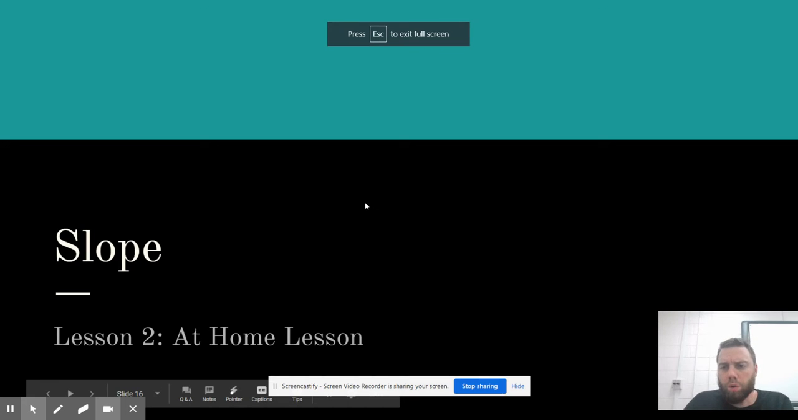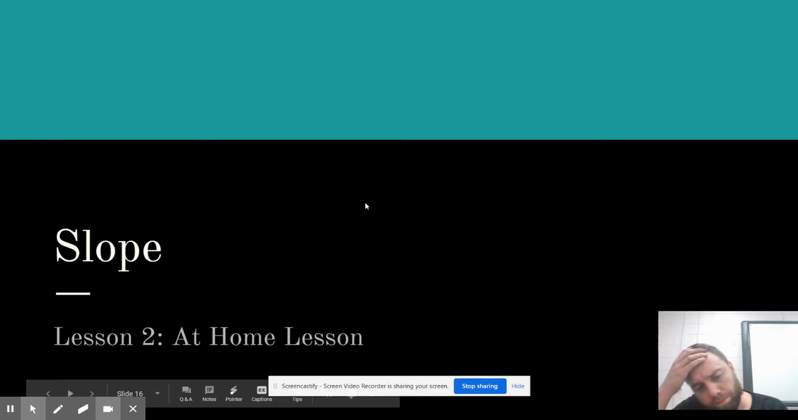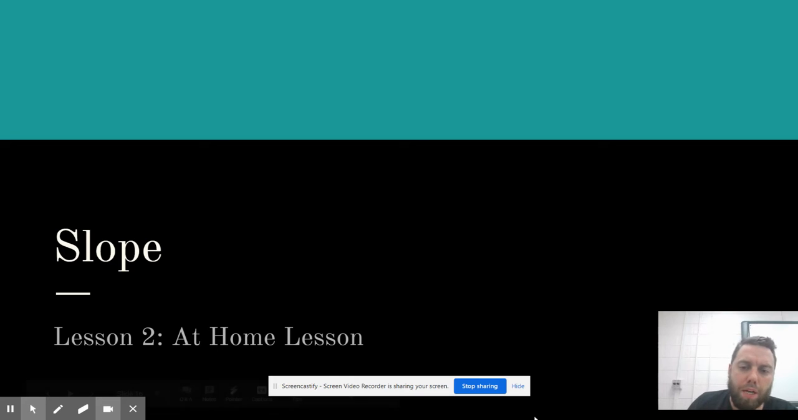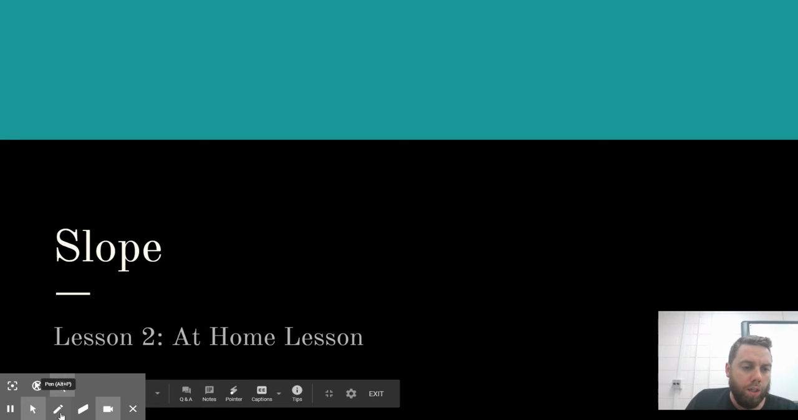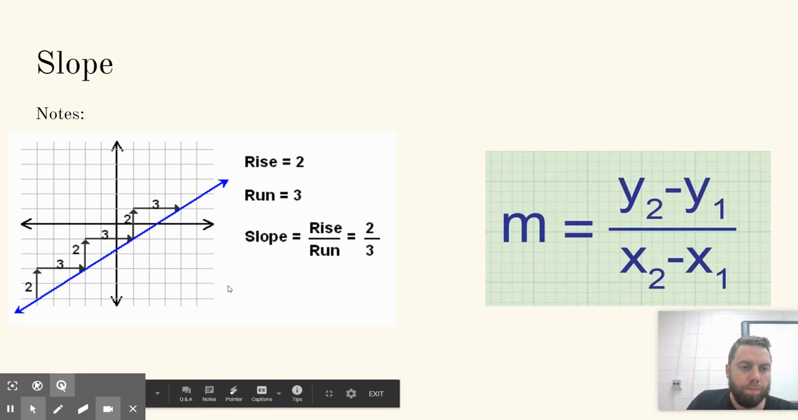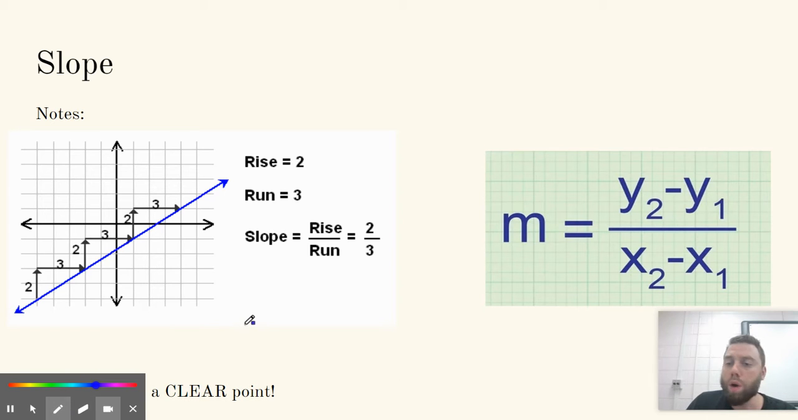Okay, folks, so we're here for our second lesson of the week, and it's going to be about slope. So, slope, we know, is a representation of how steep a line is on a graph. When we think of steep, we think of a mountain or a hill, how steep it is, okay? And we can find how steep a line is on a graph two ways. We can use the graph or we can use algebra. We're going to learn both ways.